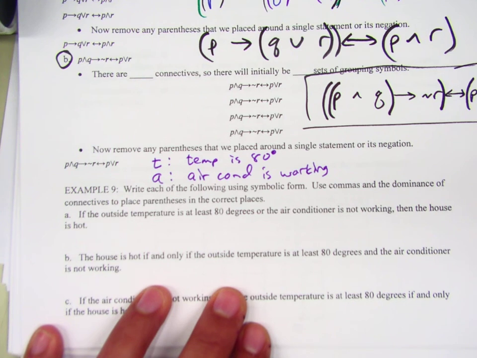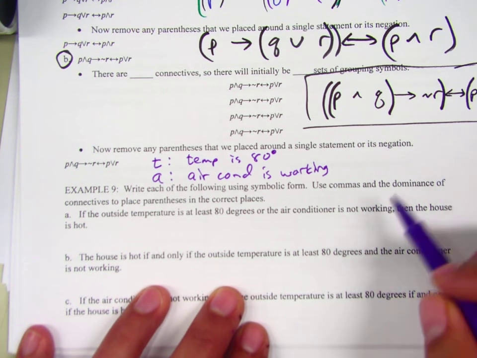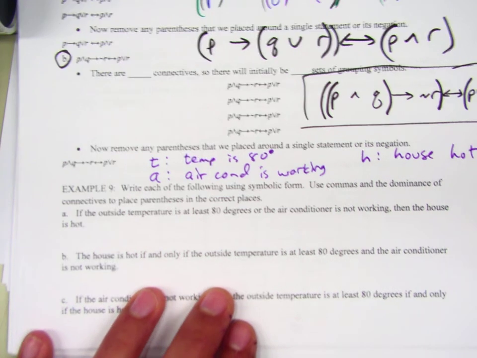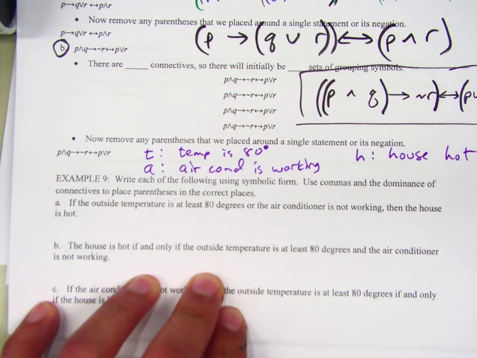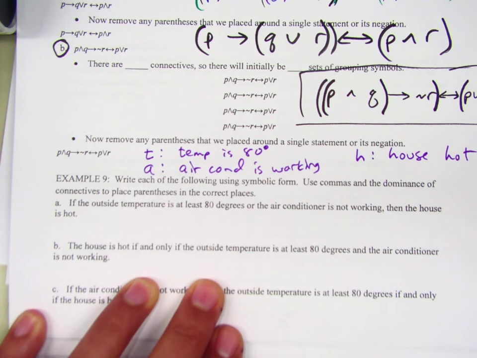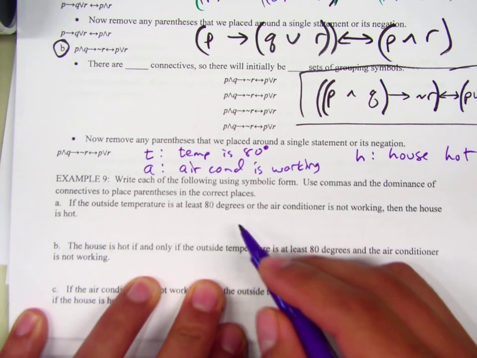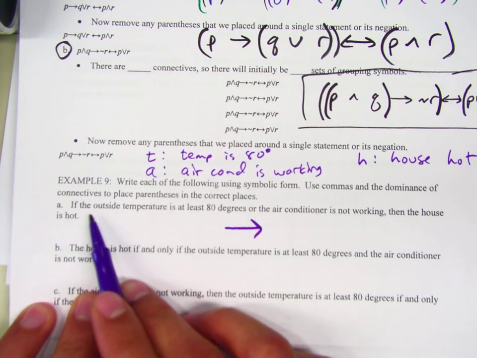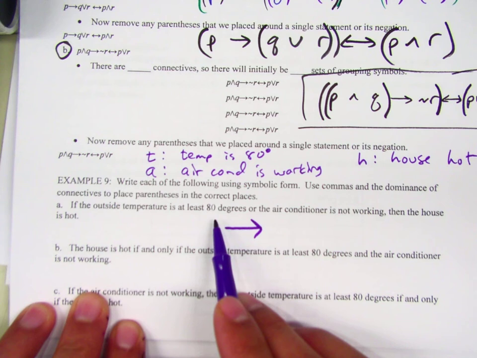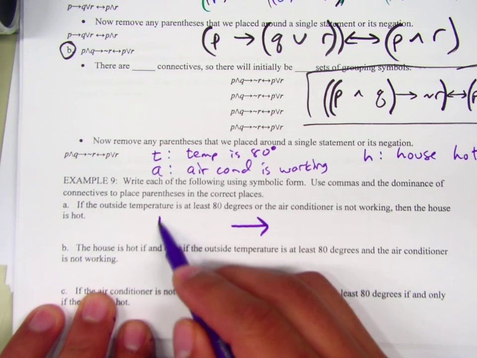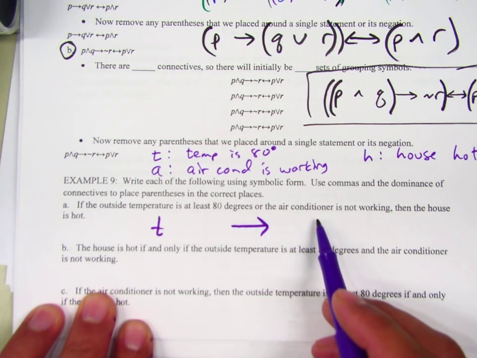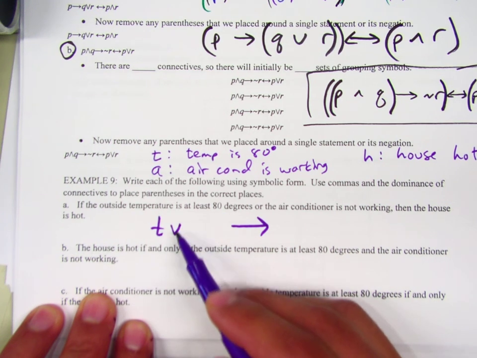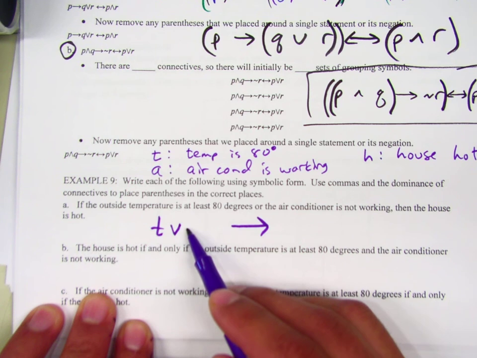And then the third thing we need, house is hot. House hot. I know that's not a statement, but we know what we're talking about there, right? So now we just read and write. So as soon as I see that, I know we need an if-then symbol, right? If the outside temperature is at least 80, so that's which letter? T. Or the air is not working, so that is upside down. You mean regular V? T or not A.